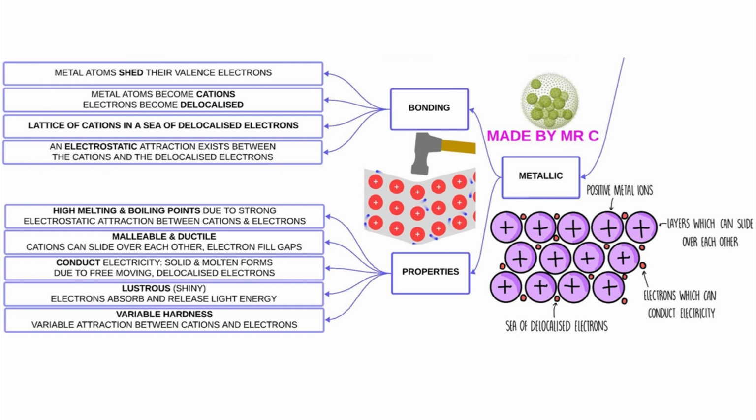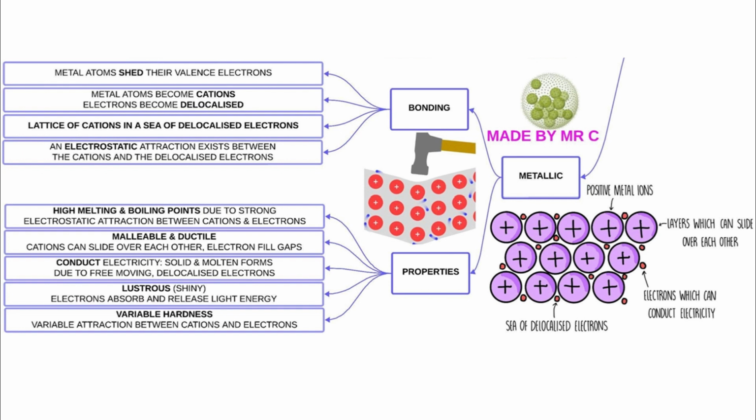They're malleable and ductile. Malleable means you can change their shape, and ductile means it will be drawn into a wire. And the reason metallic substances have these properties is because the cations can slide over each other and the electrons can fill the gap. They can also conduct electricity in both the solid and the molten forms. This is due to the free moving and delocalized electrons. If you put an electron on one side, one would jump off the other side.